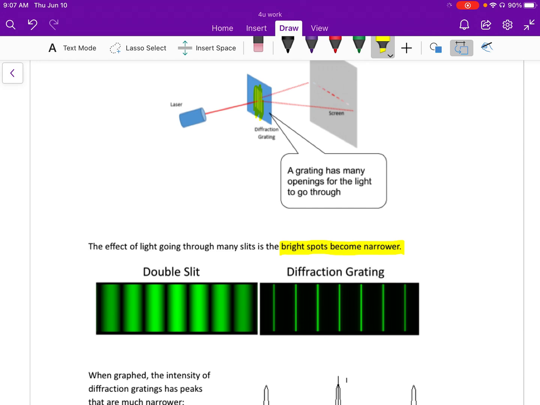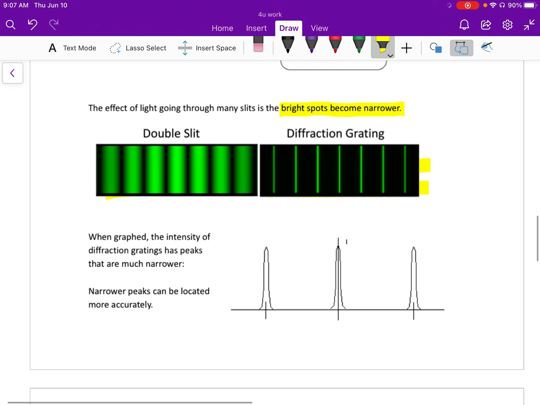So if we had a double slit with a particular D value, we'll get a pattern that kind of looks like this down here. If we had a diffraction grating with the same D value, there's a whole bunch more lines, but say they have the same D value as the double slit. The effect is the distance between those bright spots would be roughly the same, just the bright spots would be really, really narrow. If we graph these, instead of that kind of weird sine curve that tapered off, we get a graph that kind of looks like this.